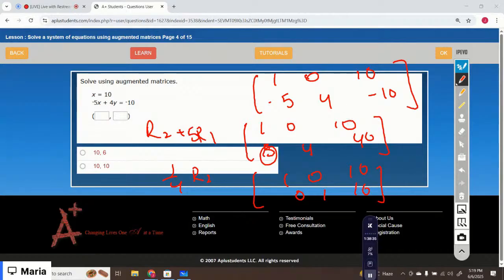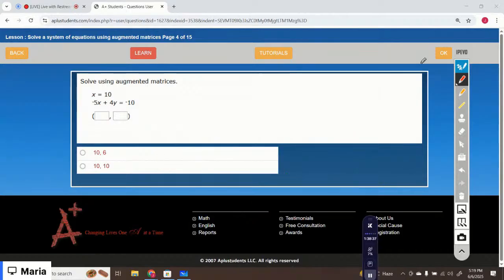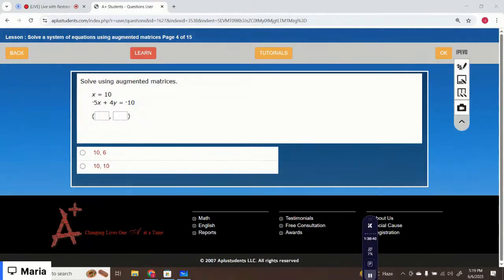Option number 2 is the correct option. That is 10 and 10. Okay, you can complete the lesson by the lesson. Let me just complete the answer.